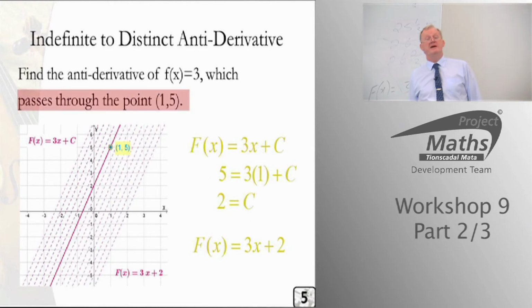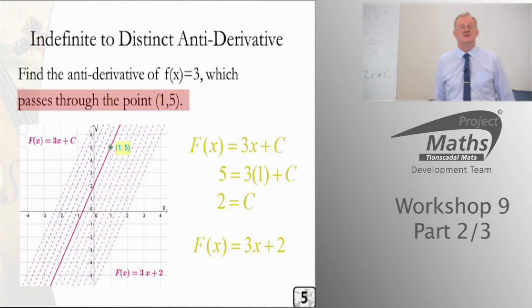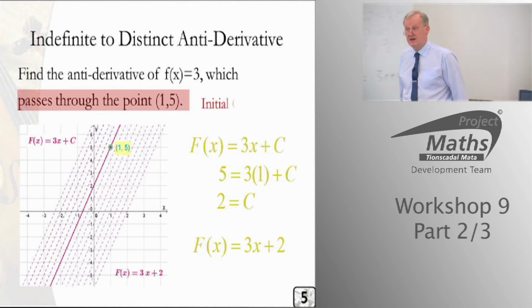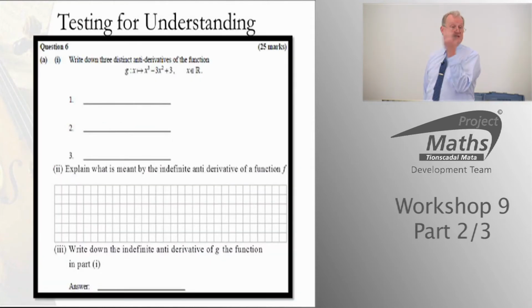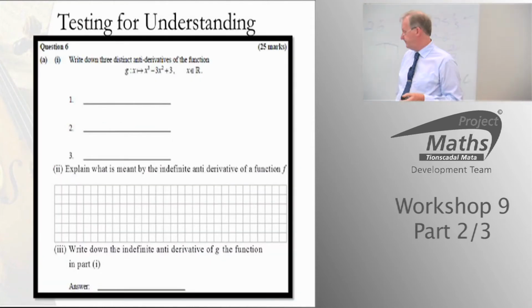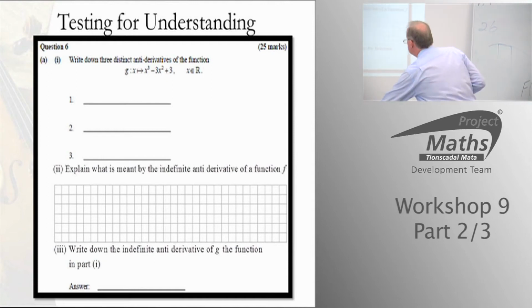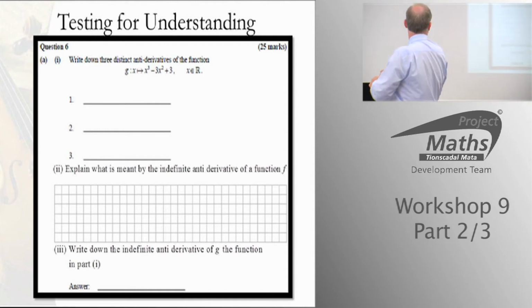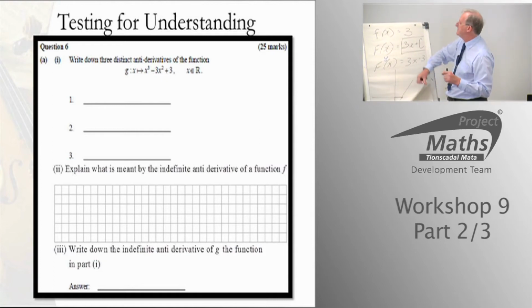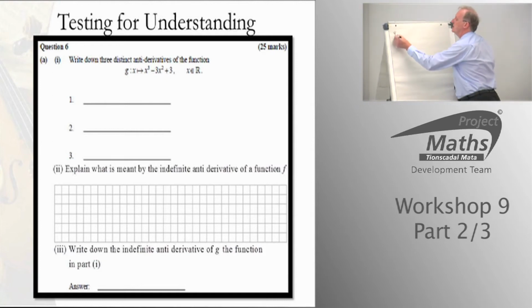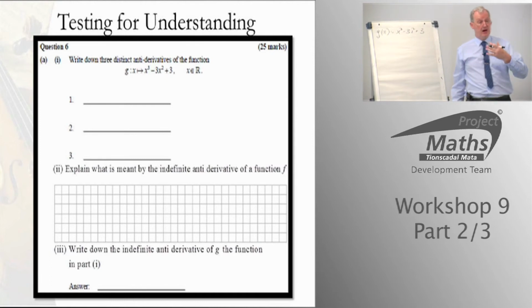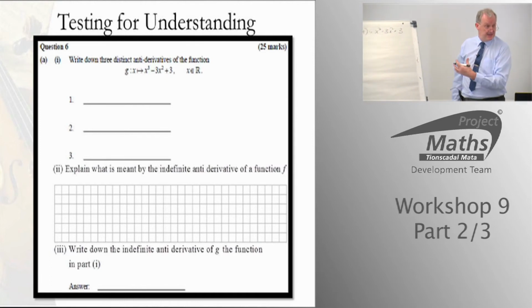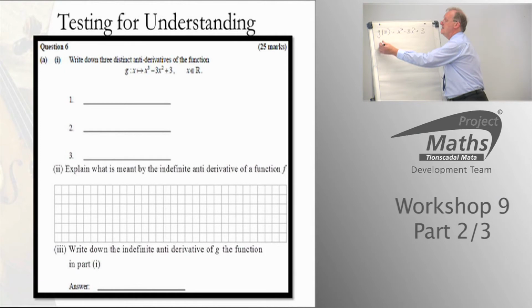That extra piece of information, physics students might be used to the terminology. It's the initial condition, is what it's referred to as. Now, this is actually on the current sample paper. And the question is, write down 3 distinct antiderivatives of the function g of x equals x cubed minus 3x squared plus 3. So they're asked to write down 3 distinct antiderivatives of that. Tell me what to write.